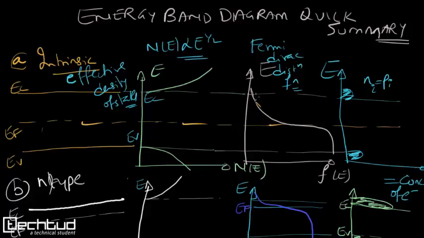You can see that EF is just between the EC and EV levels. The probability of finding an electron at this level is what? 1 by 2. So F of E at E equal to EF is 1 by 2. This thing we know. And this is the concentration of electrons. You can see that above the EC level, the concentration of electrons is equivalent to the concentration of holes below EV. So this is the intrinsic semiconductor.